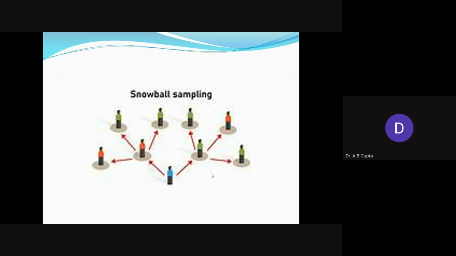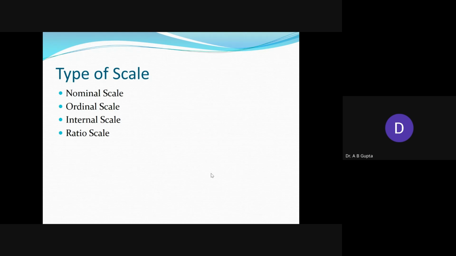So this was sampling, my friends. Now I go to scales, different types of scale. What is the meaning of scale? As I told you at the start of the session, one very important aspect of research is that you are manipulating one variable, and it has an effect on another variable, and you have to measure that variable. Let me repeat that again.